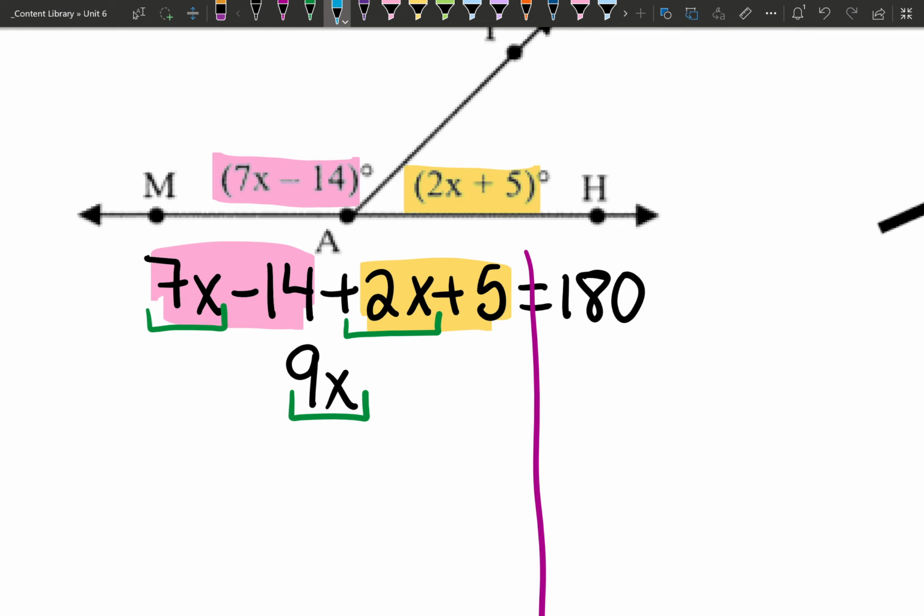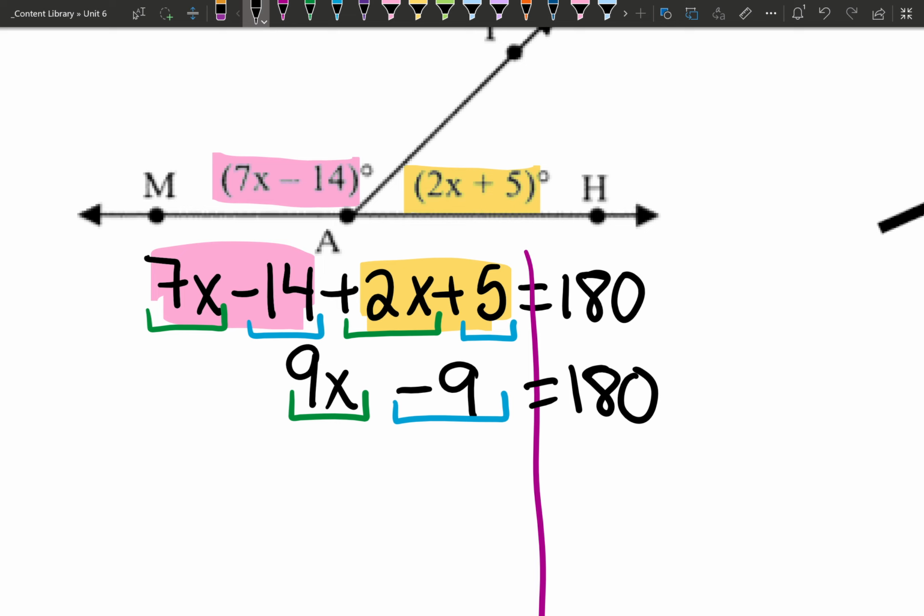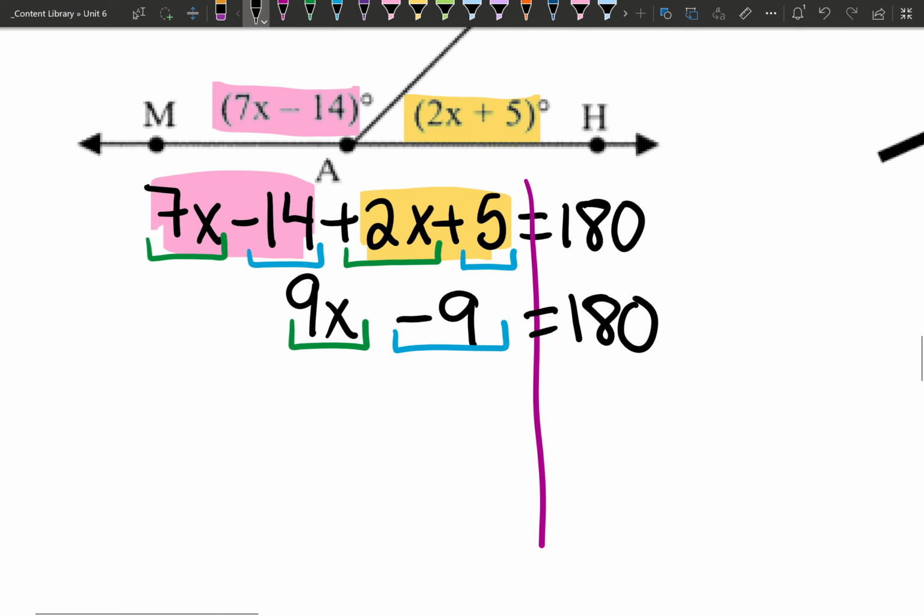Next, let's combine the other like terms. The other like terms are our constants, our regular numbers without any x's or y's, just constants. We got negative 14 and positive 5. Negative 14 plus 5 is negative 9. And it still equals 180. Great. What should our next step be?